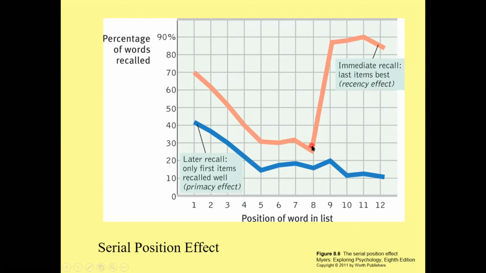Now, if the subjects were then read a list of words and then they were asked to recall them later rather than immediately, what you see is they then only remembered the things that were near the beginning of the list, and the middle and the end of the list not remembered well. So over time, the recency effect drops off until we have just the primacy effect. So that's the serial position effect. Now, one of my students actually came up with an idea of how they might use this to study better.